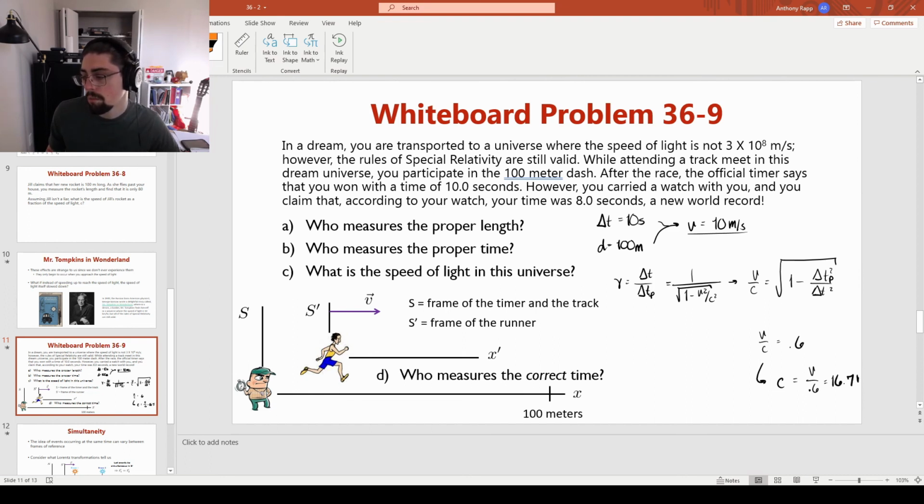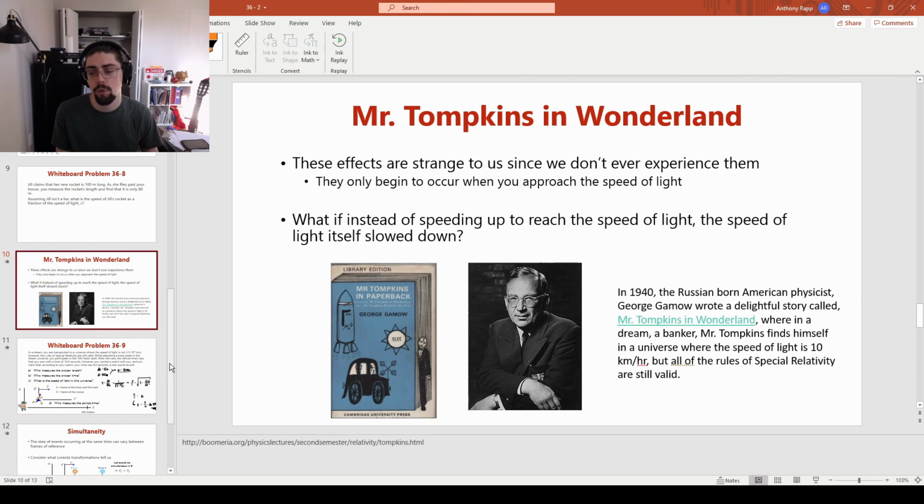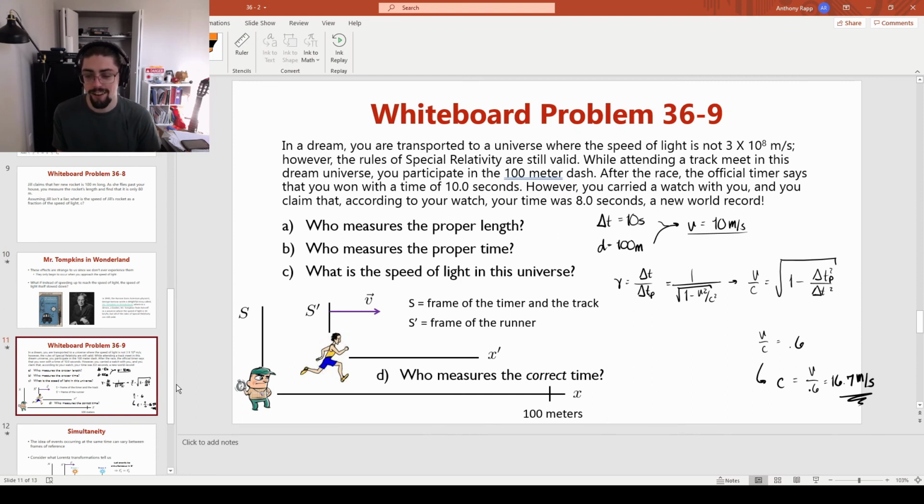16.7 meters per second. So roughly speaking, that's around some of these values, when it's an appreciable value, something that we can actually reasonably reach in our day-to-day lives. Here are some of the issues that we could start running into. Track meets would become a nightmare.